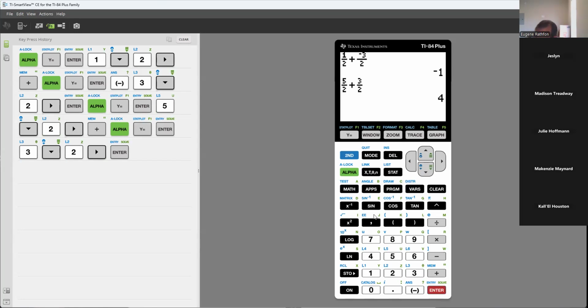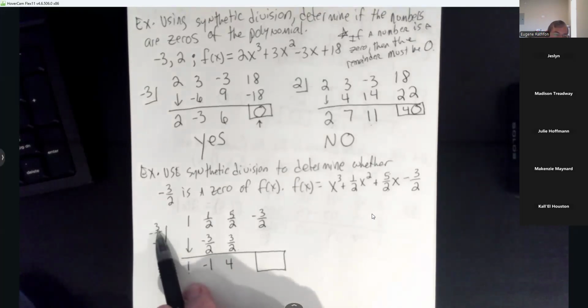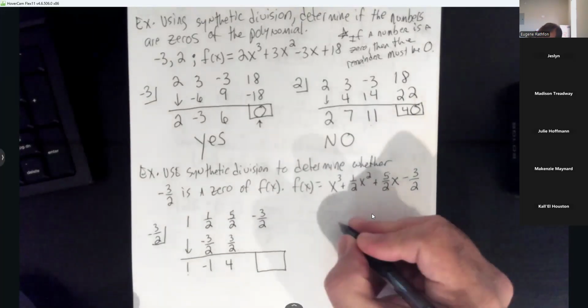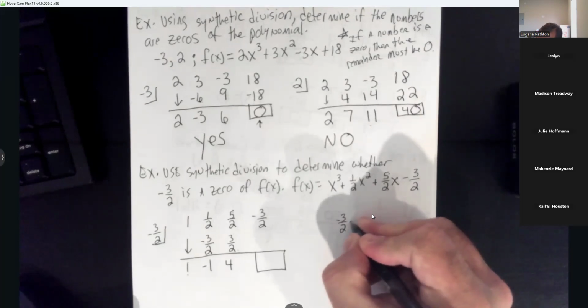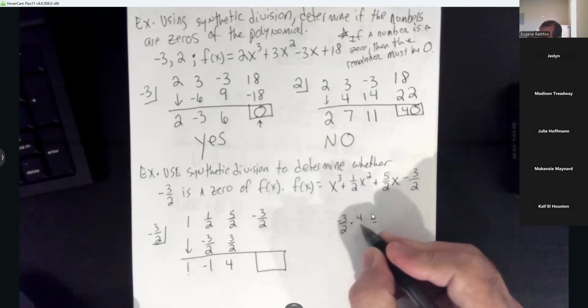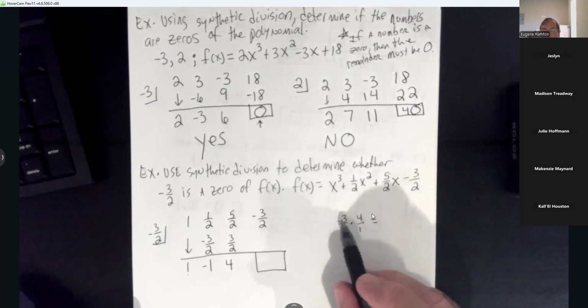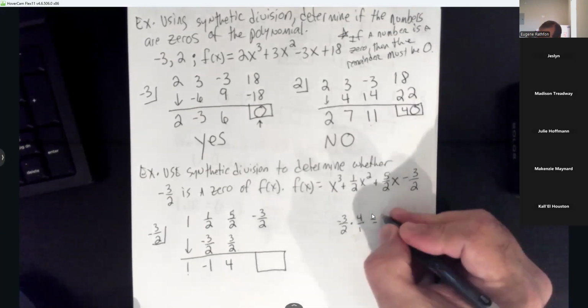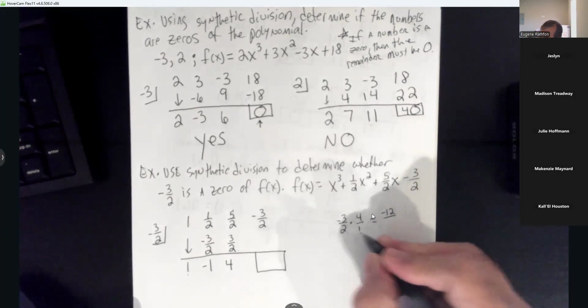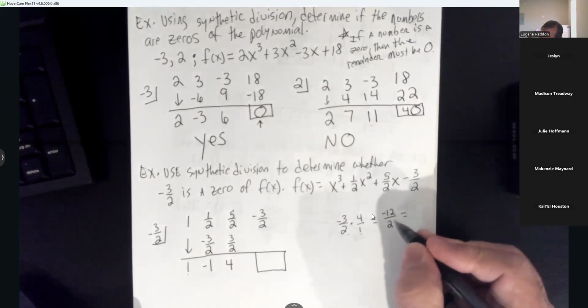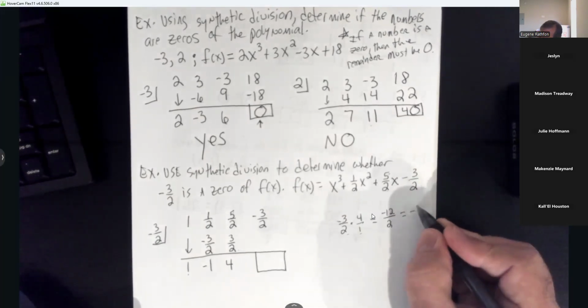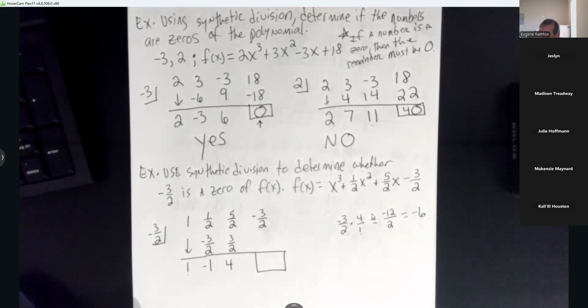All righty. 4 times a negative 3/2. So when you multiply negative 3/2 times 4, you treat the 4 like it's got a 1 on the bottom, and you multiply straight across. So negative 3 times 4 is negative 12. 2 times 1 is 2. And negative 12 over 2 gives me a negative 6.